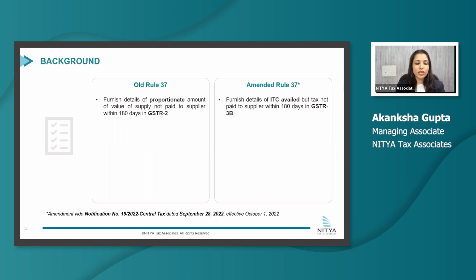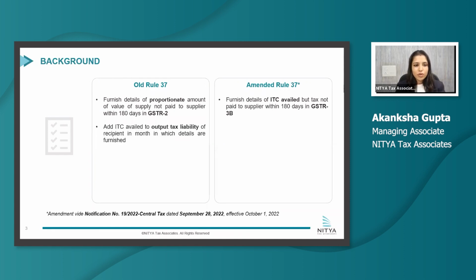Another important change is with respect to the return in which this amount has to be disclosed. Earlier, the details were required to be disclosed in GSTR 2, and now, since GSTR 2 was never implemented and was never effective, it has been replaced with GSTR 3B. In our view, since the amended Rule 37 is silent on the amount which is required to be disclosed in GSTR 3B, whether proportionate or not, it should be the proportionate amount of ITC availed against which the payment has been delayed to the supplier.